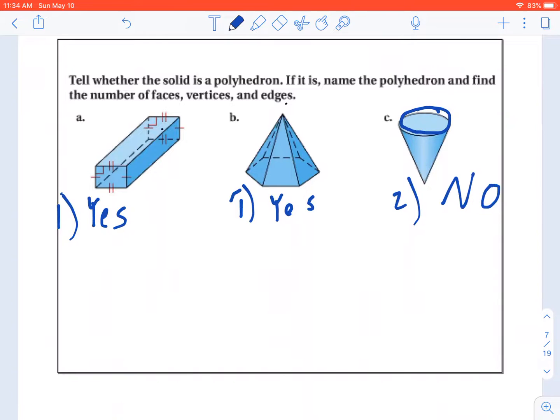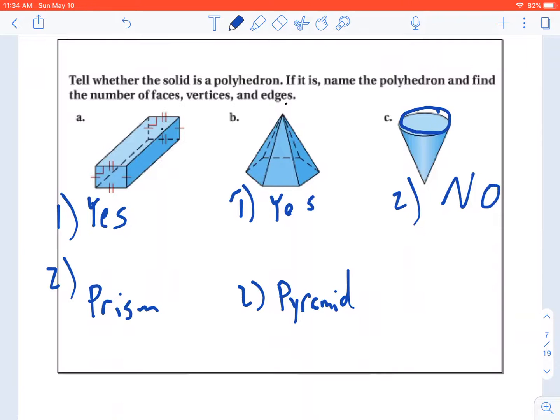So for the A and B then, we have other questions to answer. It says, if it is, name the polyhedron. So first thing about naming a polyhedron, you have to identify, is it a prism or is it a pyramid? So in A, it is a prism. In B, it is a pyramid. Now, they do have a more specific name to them. When you name a polyhedron, not only do you have to identify whether it's a prism or pyramid, you also have to identify the base.